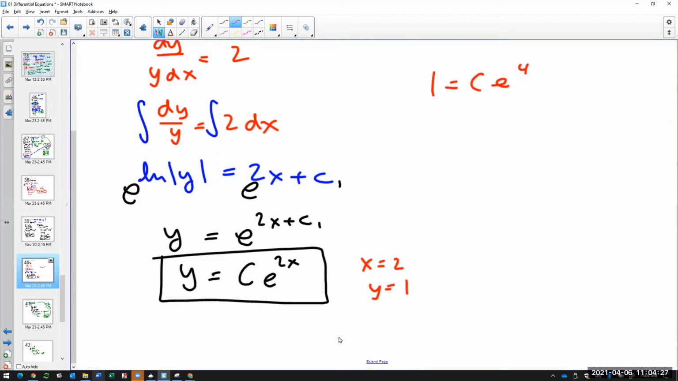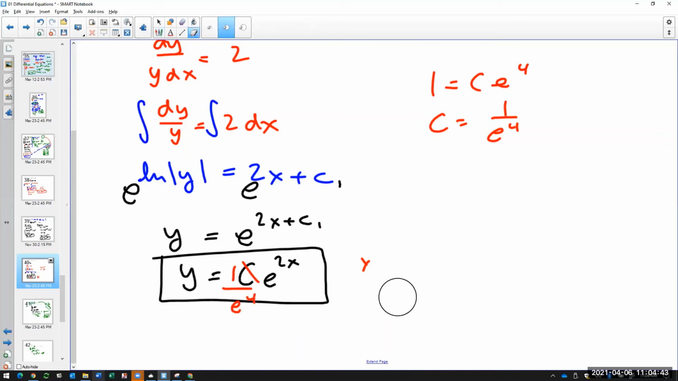So I get y times c e to the 4. Okay, solve for c though. Isn't c equal to 1 over e to the 4? Right? Okay, then just plug it in. C is equal to 1 over e to the 4.